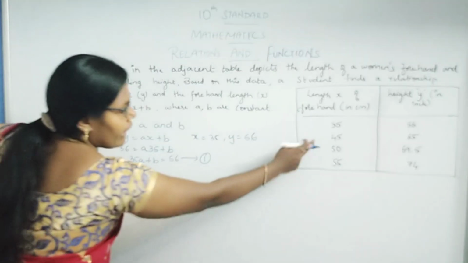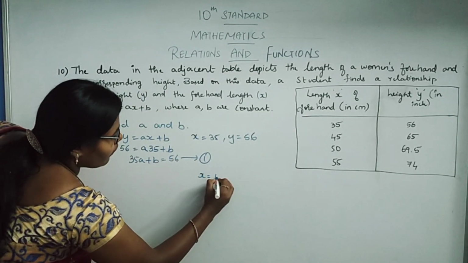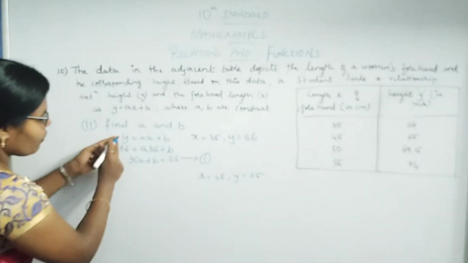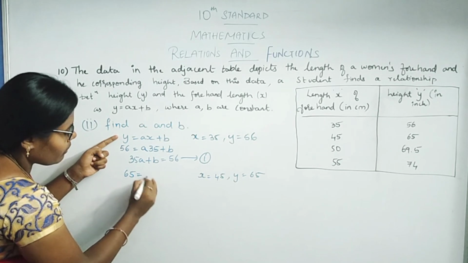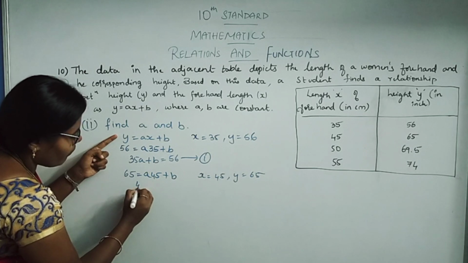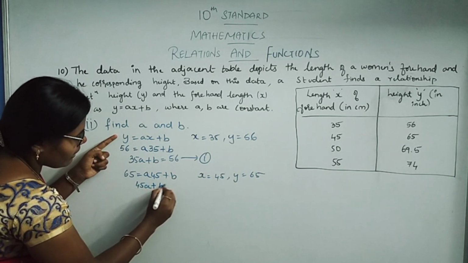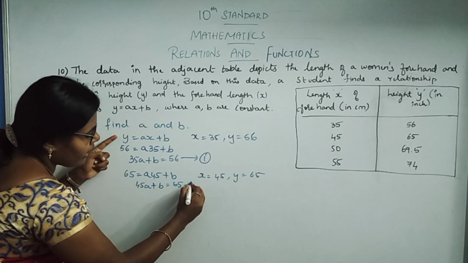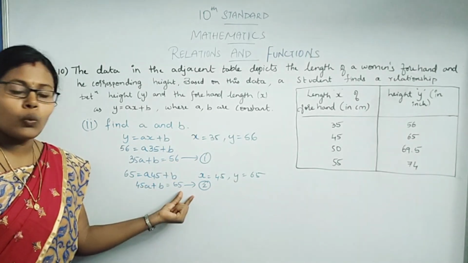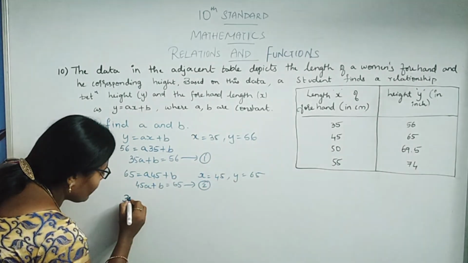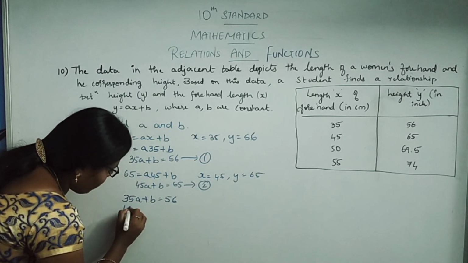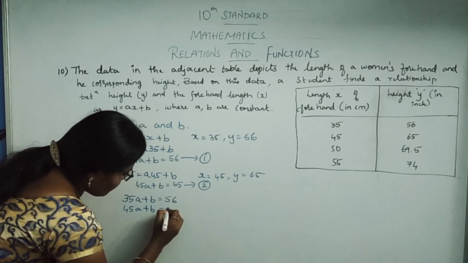Okay. So next you take this, when x is equal to 45, y is equal to 65. Again substitute this in this formula. So 65 is equal to a into 45 plus b, which is 45a plus b equals 65. So take this as equation 2. Now what you do? Simultaneous equations. You take equations 1 and 2, that is 35a plus b equals 56, and 45a plus b equals 65.